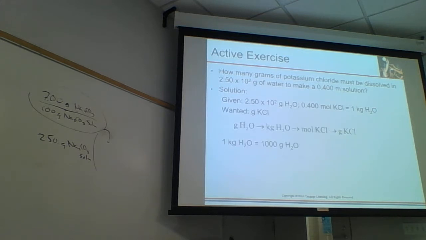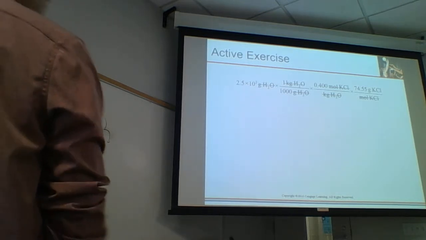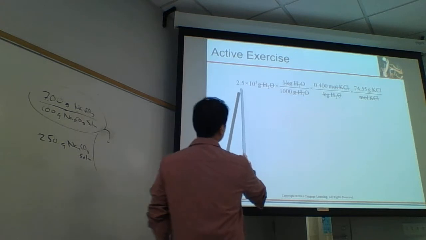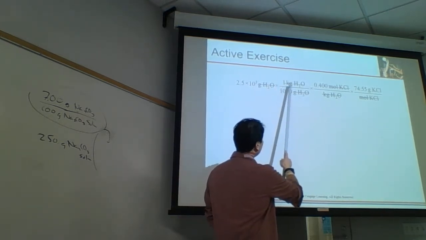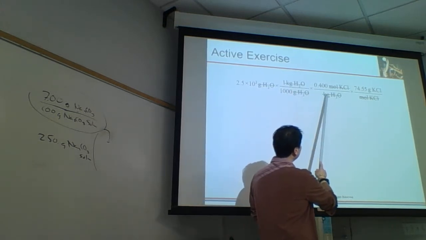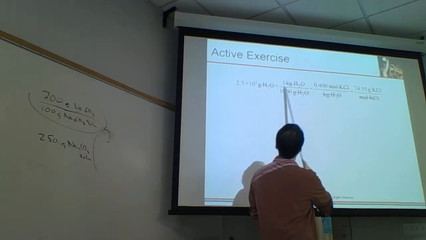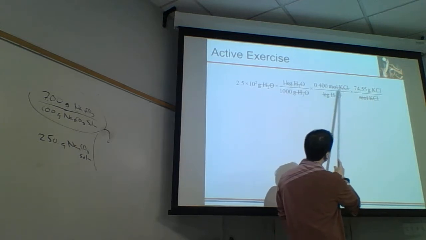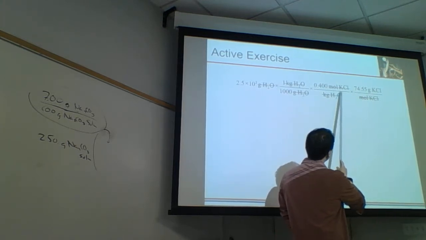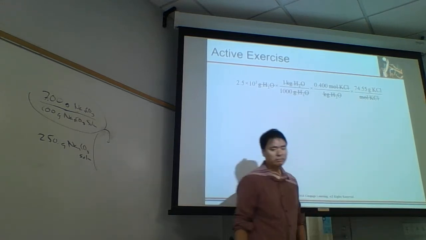And so this is just dimensional analysis. We'll go from 250 grams of water to kilograms of water. And then if we know how many kilograms of solvent we have, then for every kilogram we'll need 0.400 moles. So this is 250, so it'd be a quarter, 0.25. So we'll need 1/4 of that. Should be about 0.100 moles, and then that'd be about 7.5 grams or so.